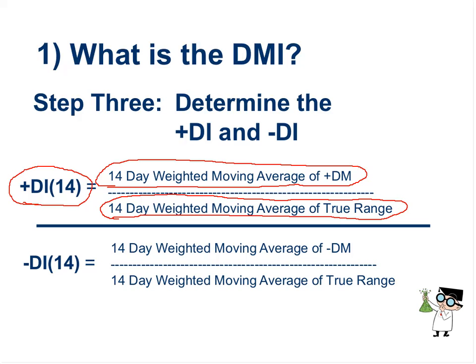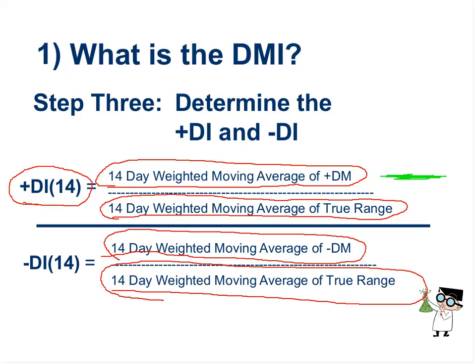Green. That gives us the green line value here. Then we go to the red line. The 14-day weighted moving average of the minus values divided by the 14-day weighted moving average of the true range. This gives us the red line.